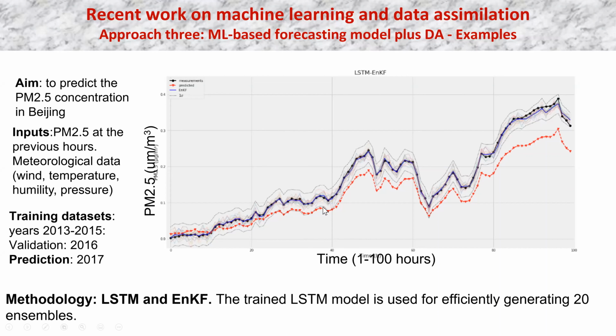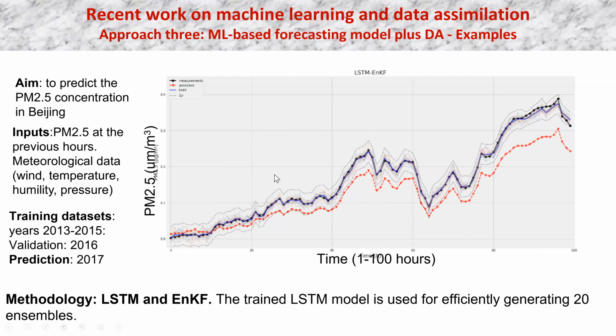Okay. So we can see here, basically the red line is the purely predicted results from the machine learning model LSTM without the data assimilation. You can see the big errors along the time period. And then we want to correct it and increase accuracy. So we bring the data, this is the measurement, and we use the EnKF method.